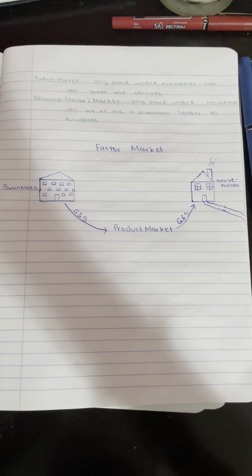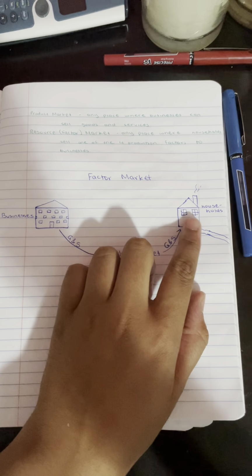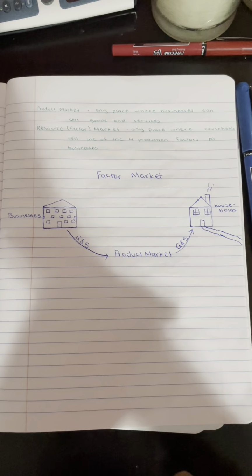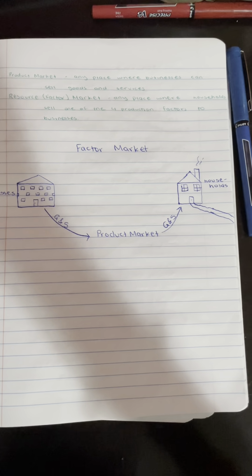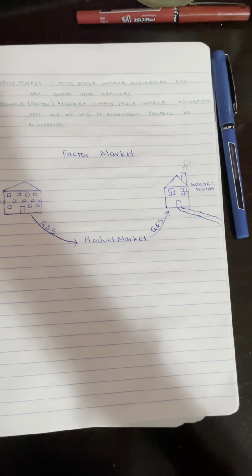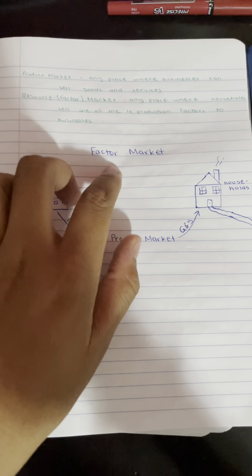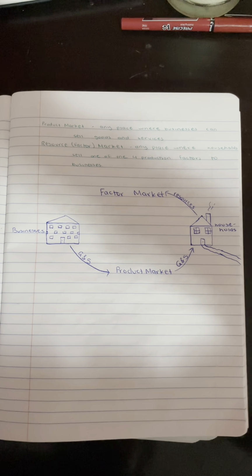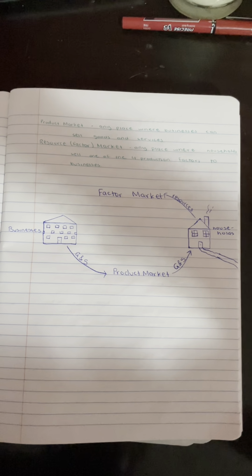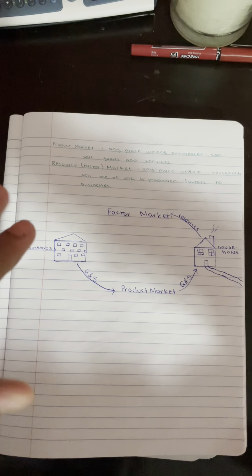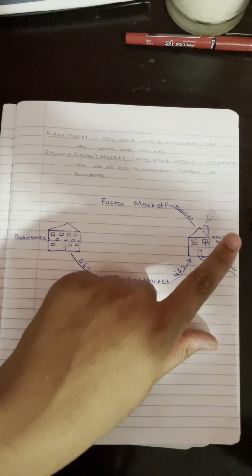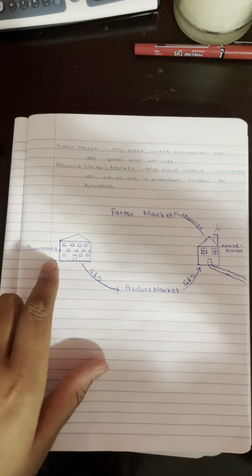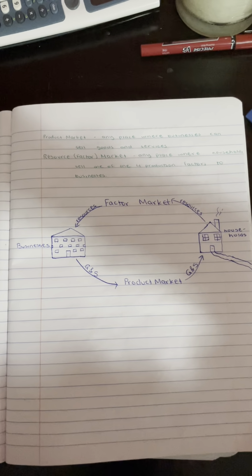And next, the households, they basically supply the four factors of production to the factor markets. I wrote resources there because the four factors of production are basically just resources. And so next, the businesses, they want these resources and they buy them from the factor market.